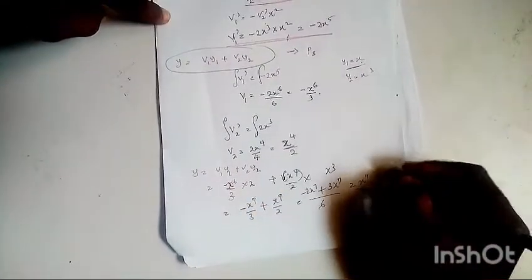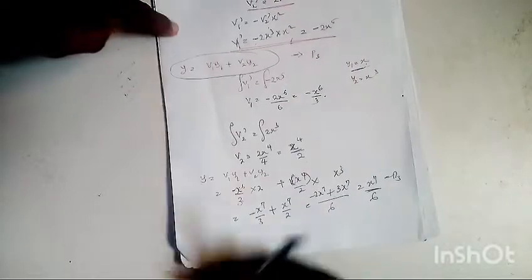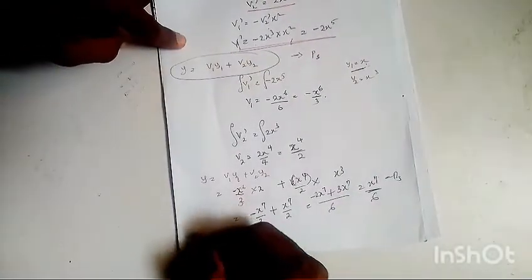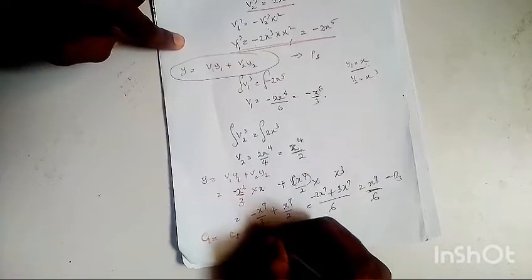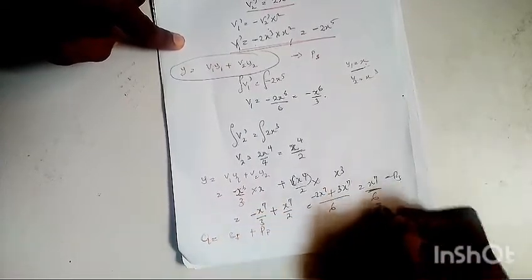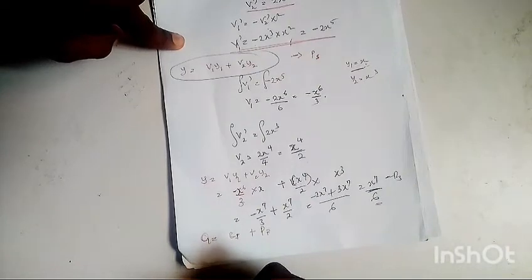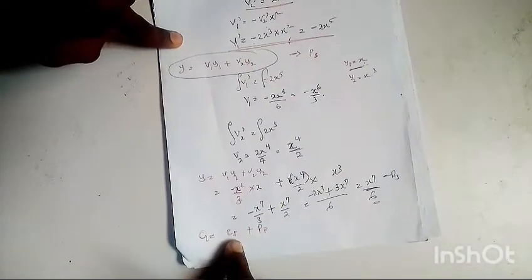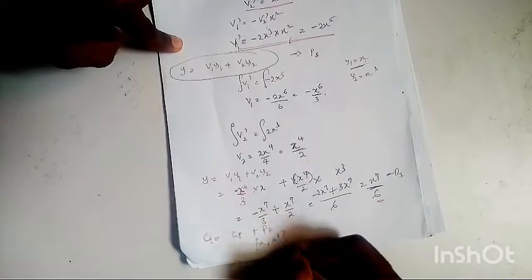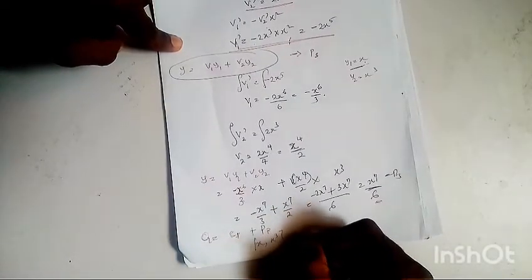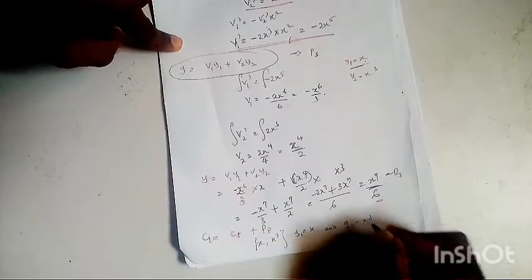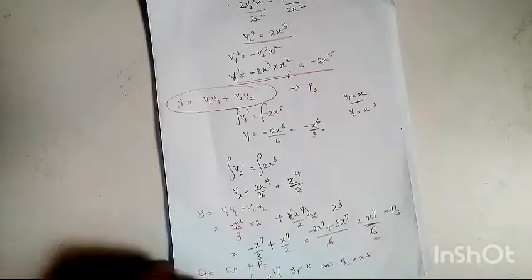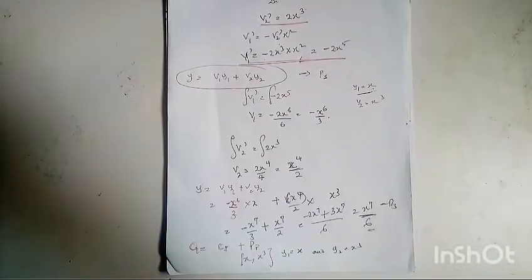So like I said, this is my particular solution. Remember, we are asked to find the general solution, and we said the general solution is equal to the complementary function plus my particular solution. Now this is my particular solution. To get my complementary function, since from the question they gave me two solutions, x and x raised to the power 3, and we said y1 is equal to x and y2 is equal to x raised to the power 3, you know the complementary function of a second order differential equation.